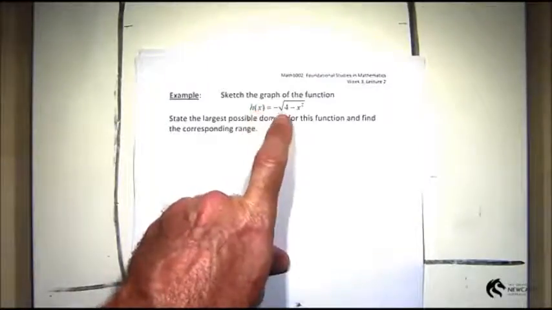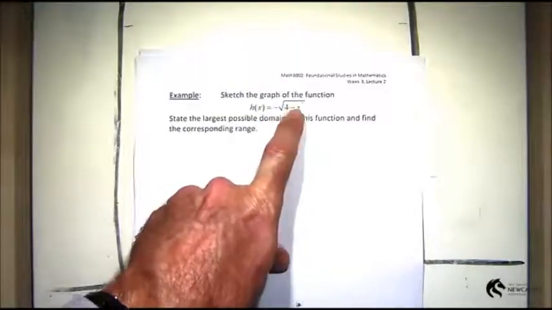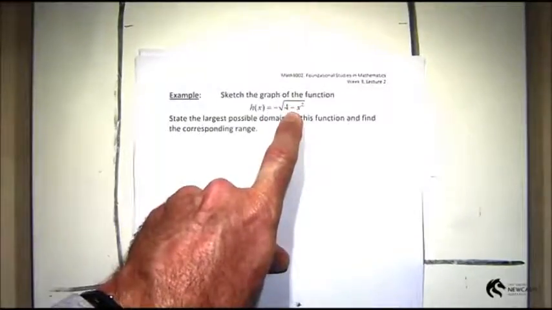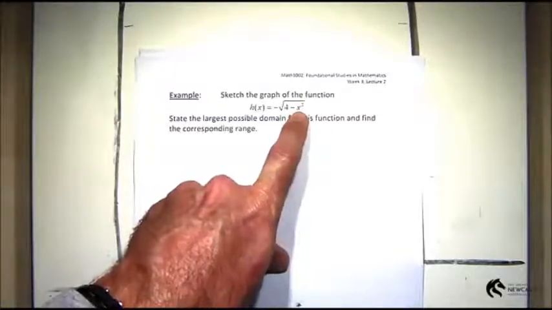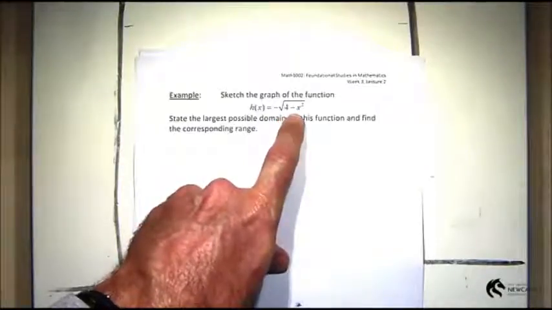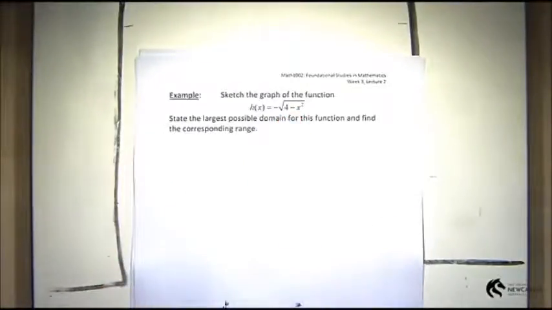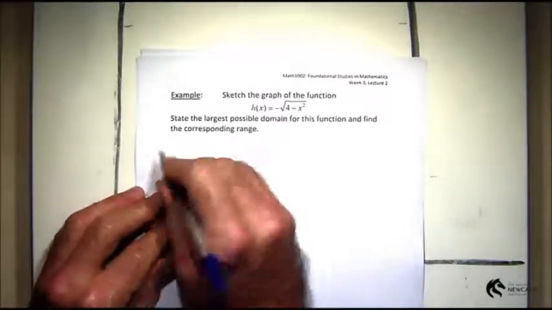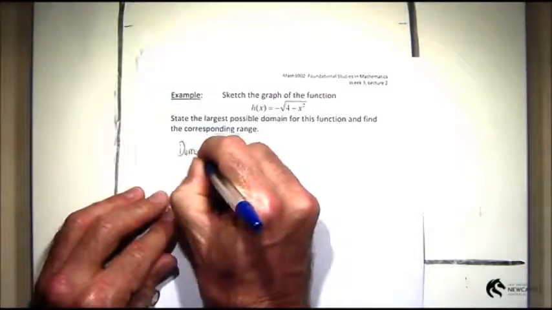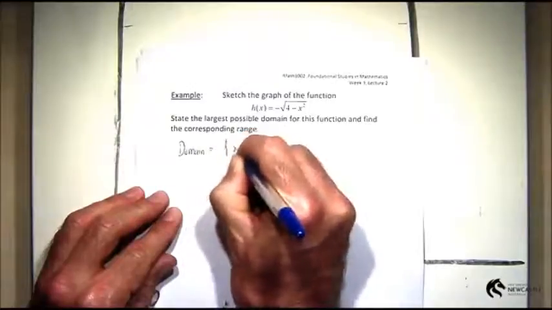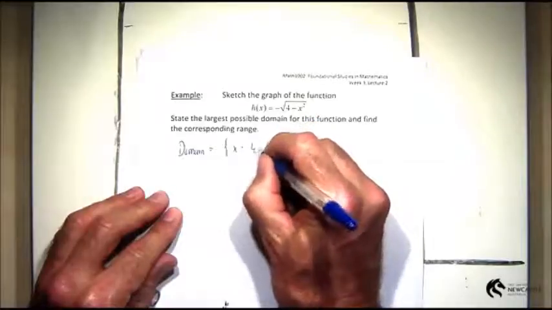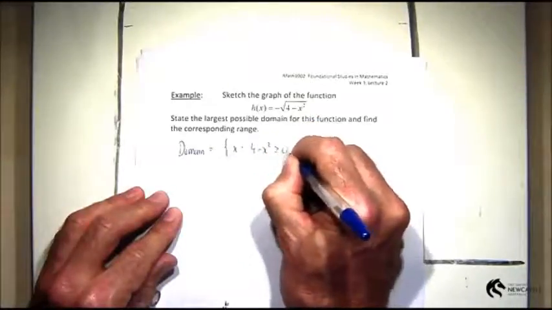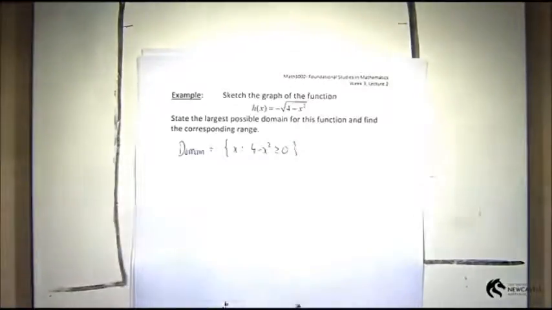In this case, we know that when you take the square root, you can only do that for a positive or a non-negative number, because you can find the square root of 0. So what happens in here is we have to choose an x such that this 4 minus x squared is positive. So I can say in here, the domain, the largest possible domain, will be the set of x values such that 4 minus x squared is greater than or equal to 0.